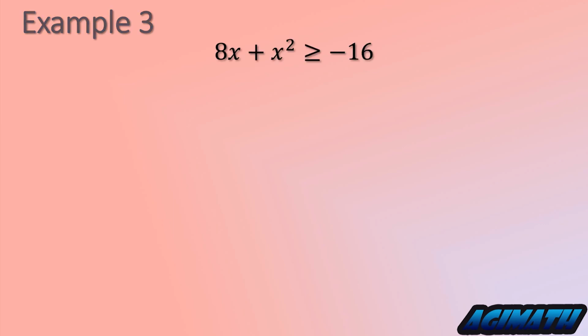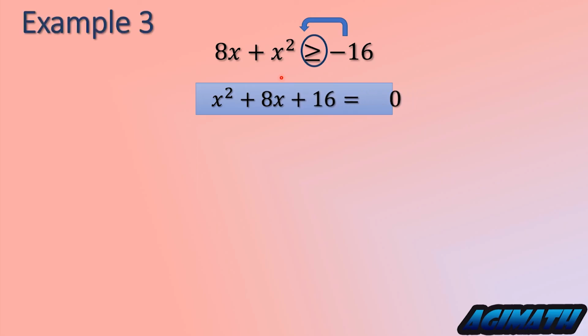Okay. Lastly, we have the third example. 8x plus x squared is greater than or equal to negative 16. So first step, again, standard form of a quadratic equation. Since we have a greater than or equal to, we are going to transpose negative 16. Then a little rearranging, we can have x squared plus 8x plus 16 is equal to 0. So from negative 16 to positive 16.